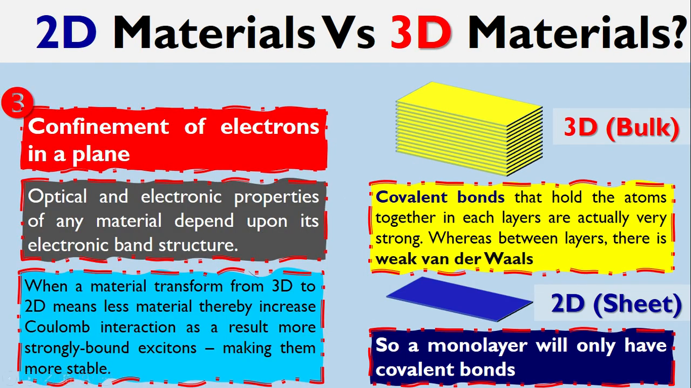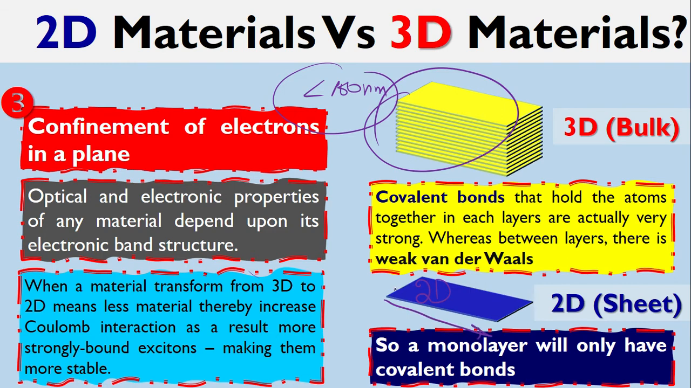The last one is confinement of electron in a plane. As we already know, this is three-dimensional material, none of the dimensions is less than 100 nanometer. But if you look into the two-dimensional material, this is the length, this is the width. It is above 100 nanometer, but if you look into the thickness, the thickness is less than 100 nanometer. This means that we call this two-dimensional nanomaterial. So there will be a quantum confinement effect.